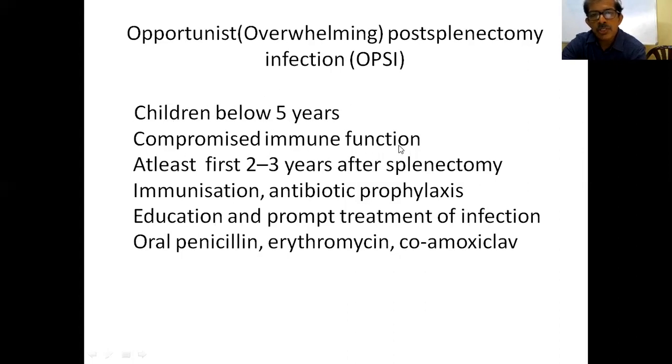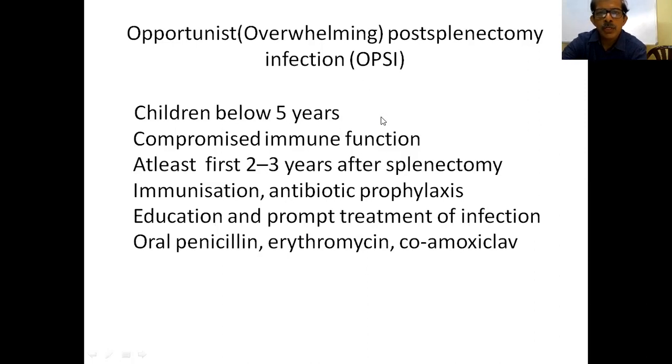So with compromised immune function, at least for 2 to 3 years after splenectomy, you have to be careful about these infections. What you can do is, again, immunization for them. These vaccines you have to give. And then of course, antibiotic prophylaxis, where the penicillin group is best. Either penicillin, erythromycin or co-amoxiclav nowadays we are giving. Not only that, you have to educate the parents regarding this splenectomy. That is important. And whenever there is any mild infection also, you are supposed to treat them well. Otherwise, the patient may land in an abscess.